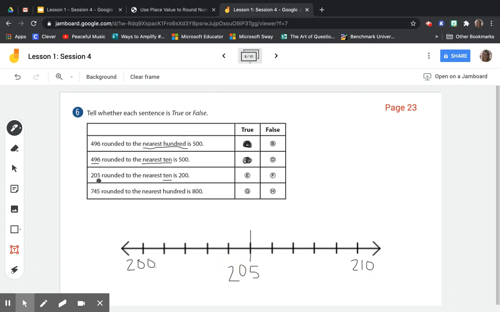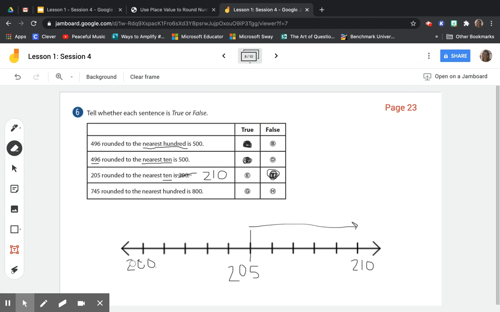And it's asking me 205 rounded to the nearest 10 is 200. So if it's at halfway, we go up. So this would not be 200. It would be rounded up to 210. So this one is false. Really good at filling in those bubbles.